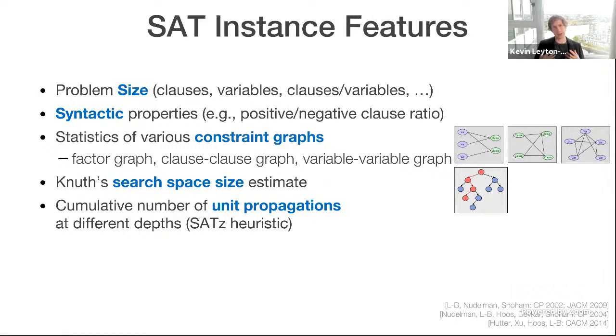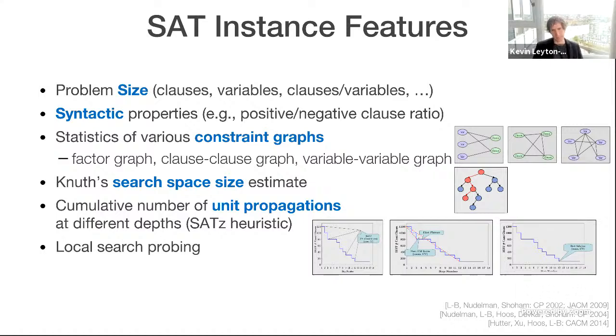I can look at the cumulative number of unit props that I would get at different depths using a given heuristic, like the SATC heuristic, and say how amenable to this heuristic the formula appears to be. I can take local search algorithms, even if the algorithm that I'm ultimately interested in is not a local search algorithm, and I can say, using some bounded amount of time, what happens when I run the local search heuristic?